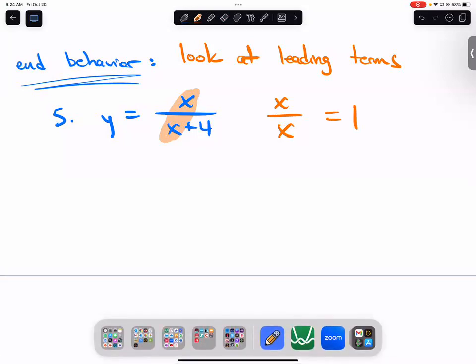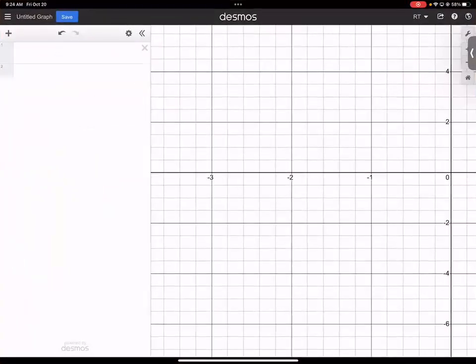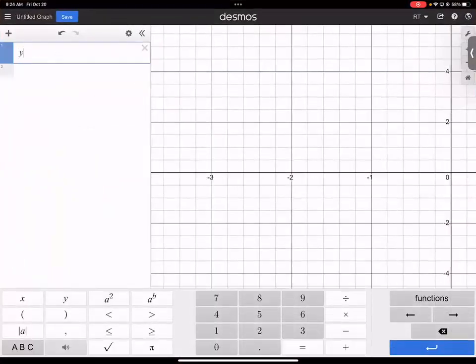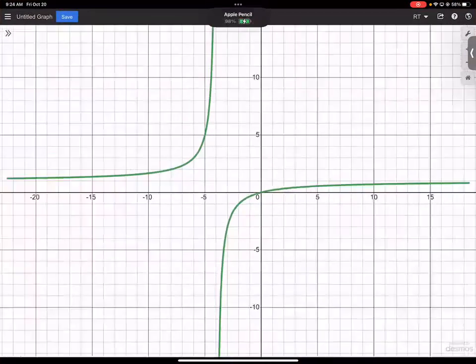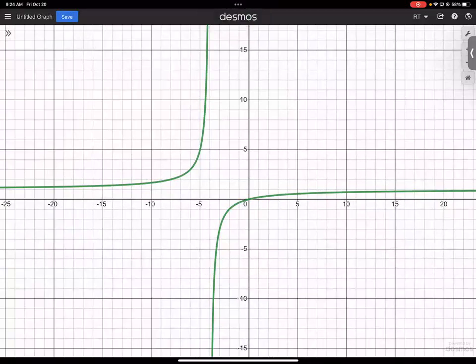Well, let's take a look at it. y equals x over x plus 4. Okay, here it is, a little bit zoomed out. Just in words and directions and pointing, first of all, how would you describe the end behavior of this thing? Not the middle, but the ends. Which way do we need to point to describe what the ends are doing?